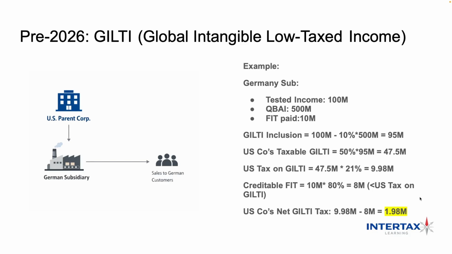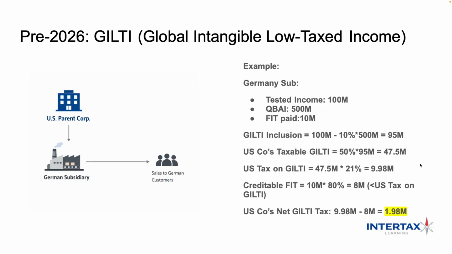If the German sub's tested income is 100 million, QBI is 500 million, and foreign income tax paid is 10 million, then our GILTI inclusion is 100 million minus 10% of 500 million. Remember that 100 million is the tested income and the 500 million is QBI. We arrive at 95 million. The U.S. company's taxable GILTI would be 50% of that, which is 47.5 million.